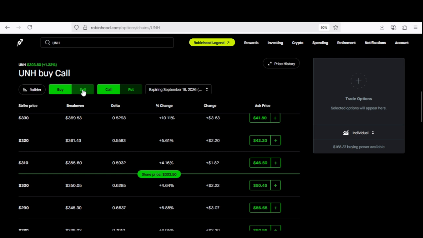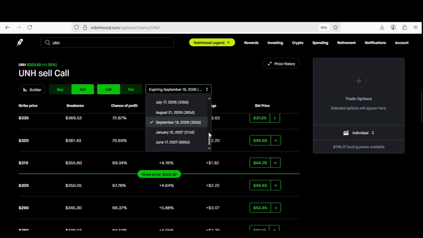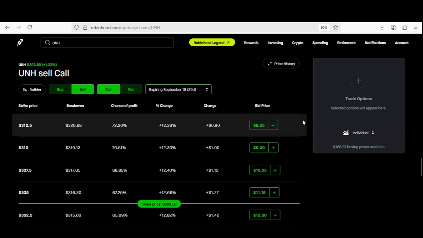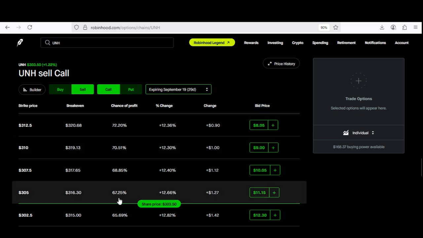We're going to go to sell. We're going to go to call, and we're going to be choosing an expiration date. We're going to be doing monthly expiration dates. So let's go with September 19th, which gives us around 29 days, close enough to 30 days. Now, how are you choosing your strike price? Well, first of all, you're going to need to choose your strike price above the current share price.